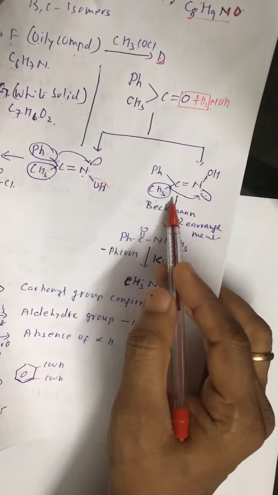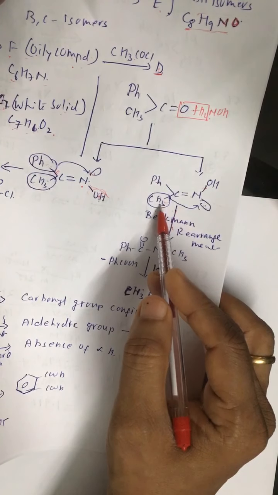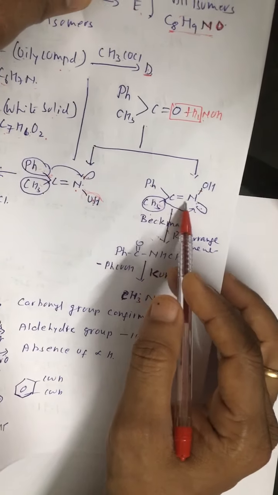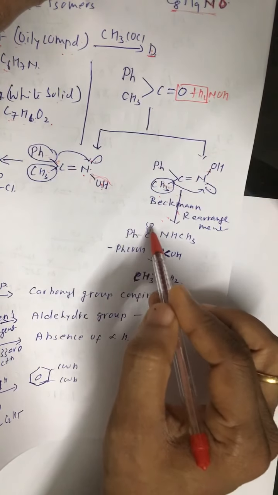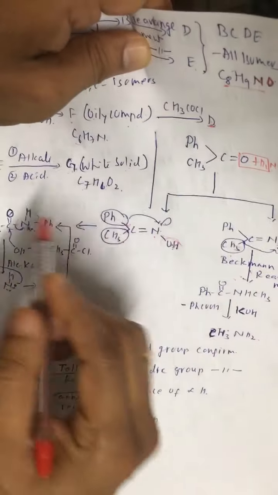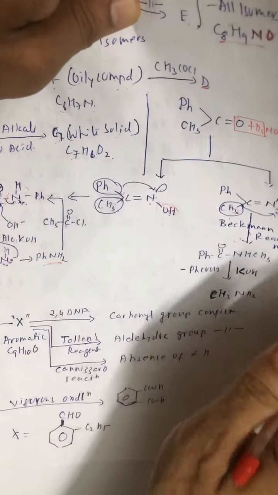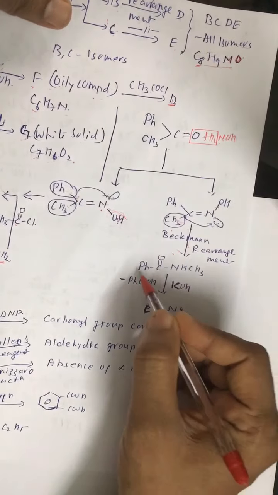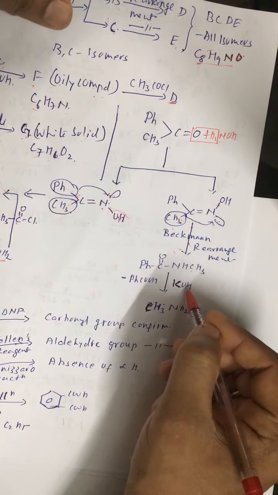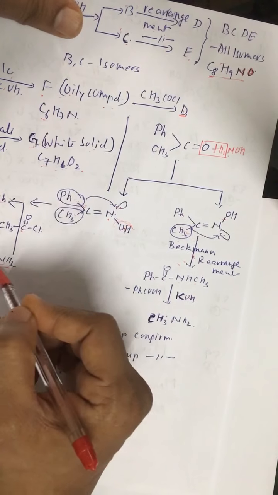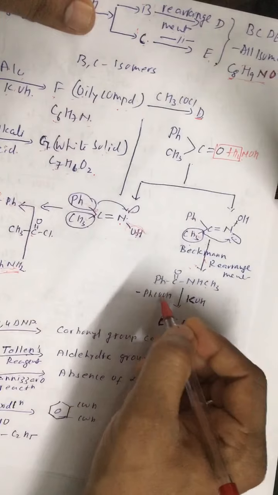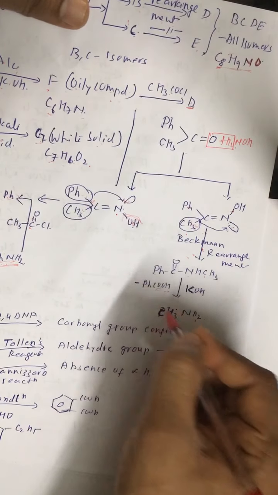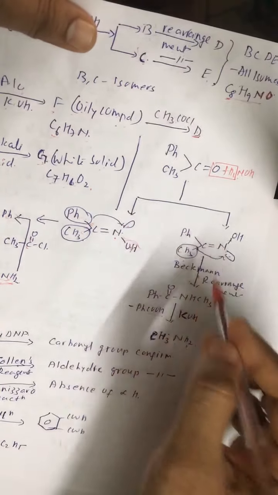Similarly, this compound, syn-phenyl acetophenone oxime, on Beckmann's rearrangement produces C6H5CONHCH3. Here it was CH3CONHC6H5, here it is C6H5CONHCH3. Again on KOH, same reaction. In place of C6H5NH2, we get CH3NH2. Here acetic acid was removed, here benzoic acid is removed. So this is the complete reaction.